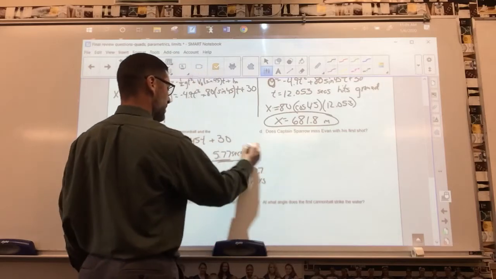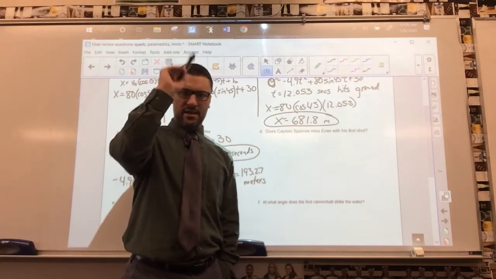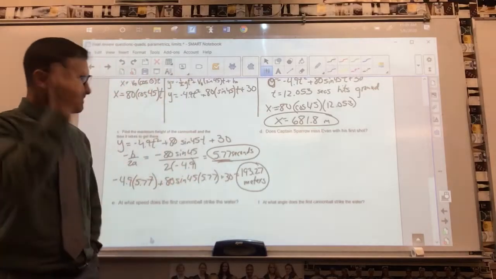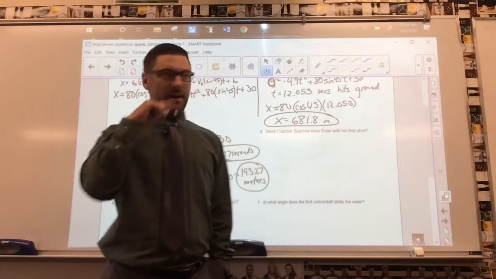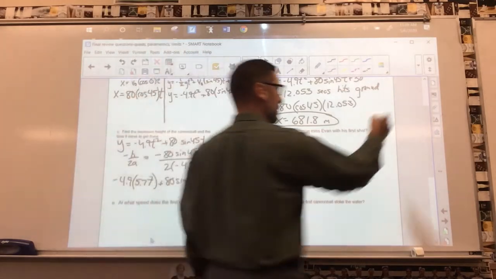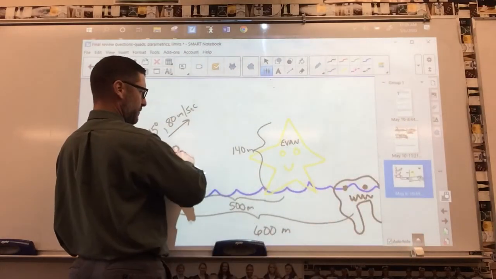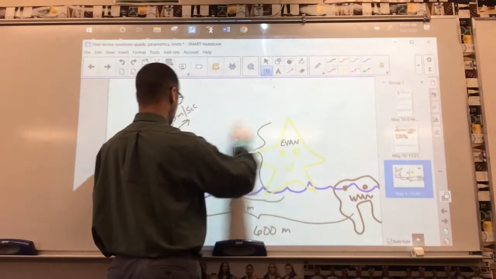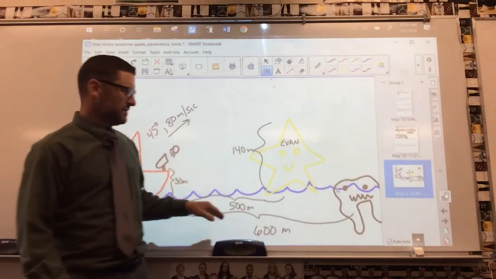So here's what I now know. In 5.7 seconds, the ball hits its max height, and that max height is 193.27 meters. Okay. Next one. Does Captain Sparrow miss Evan with his first shot? Is he going to hit Evan? So I know it went up 193, so Evan's only 140, but does it go boom, clip him? Or did he actually make it over Evan with his first shot?